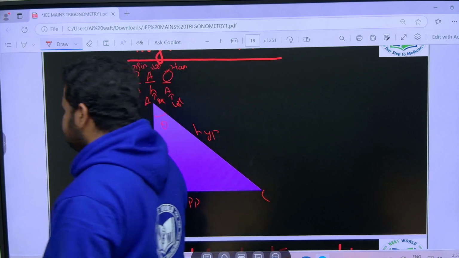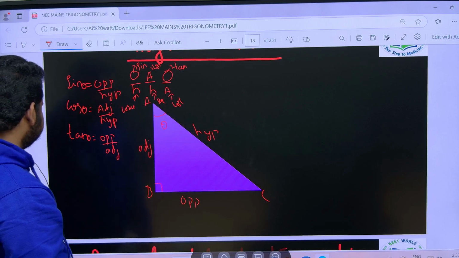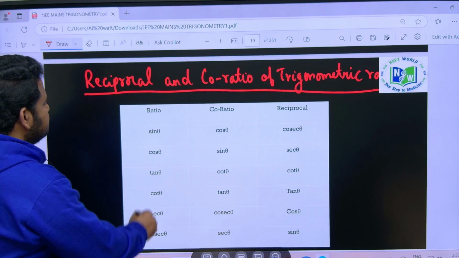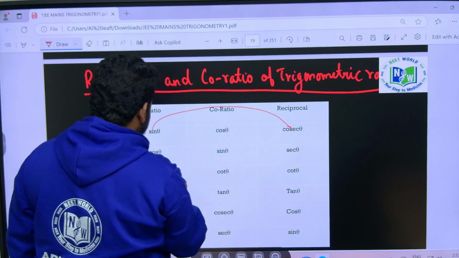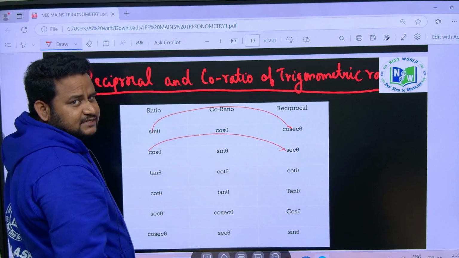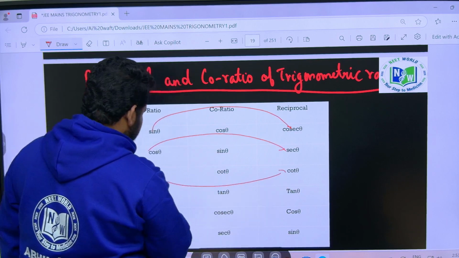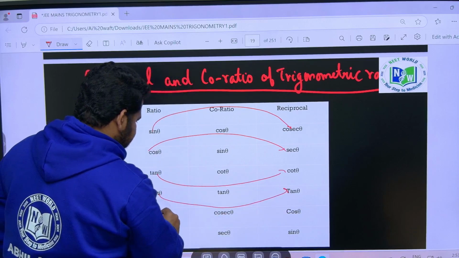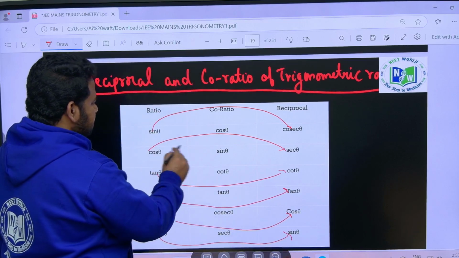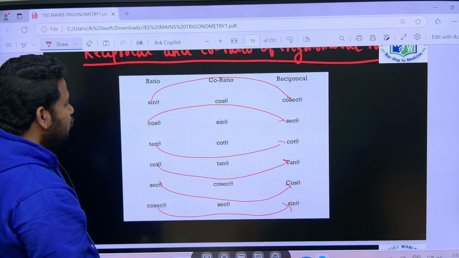Moving forward, similarly you can find cosec, sec and cot theta. This is about reciprocals and correlations. Sine and cosec are reciprocals, similarly cos and secant, tan and cot. That is, 1 by sin theta is cosecant theta, and 1 by cosecant theta is sin theta. Secant theta, cosecant theta and cot theta are the co-ratios.